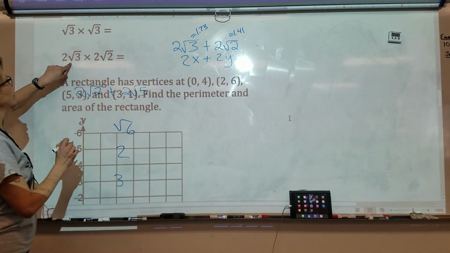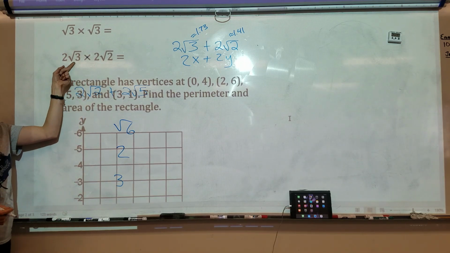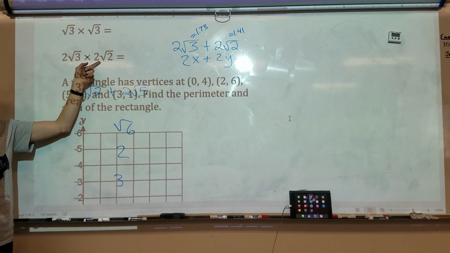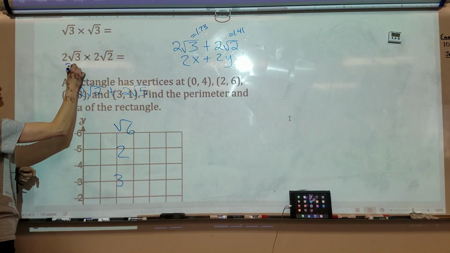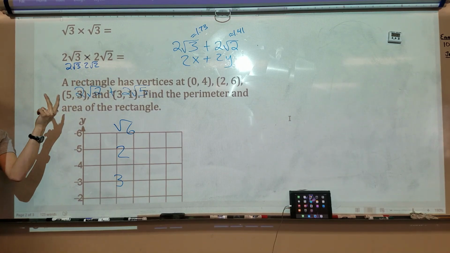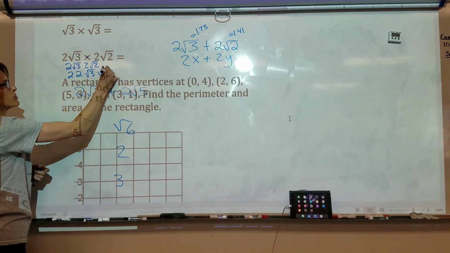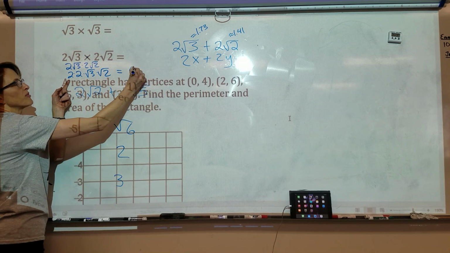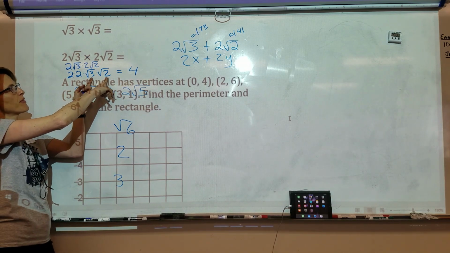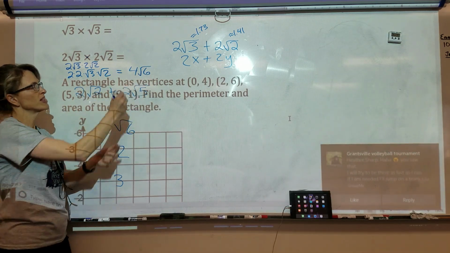How about the one at the top right here? 2 √3 times, okay, now this is important. Is it times? 2 √3 times 2 √2. Now, because I'm timesing, it doesn't matter if they're like terms. I can commute with multiplication. I can change the order and not change the answer. So I can say 2 times 2 times root 3 times root 2. 2 times 2 gives me 4. What does this give me? Jasmine? Root 6. Root 6. And it doesn't simplify anymore. There's no perfect squares in that one, so I can just leave it.